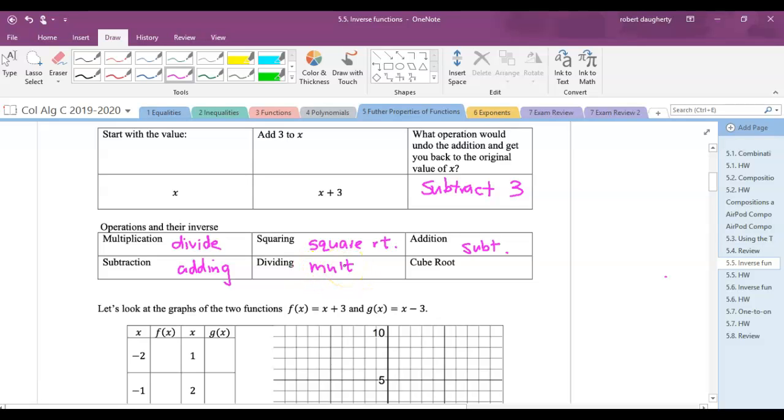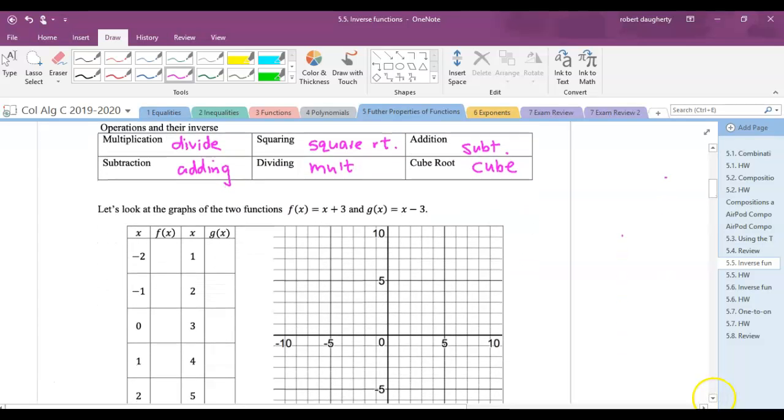What's the inverse of the cube root? The inverse of the cube root is to cube something. Okay, so the inverse of the fourth root is taking something to the fourth power, okay? So these are inverse operations.